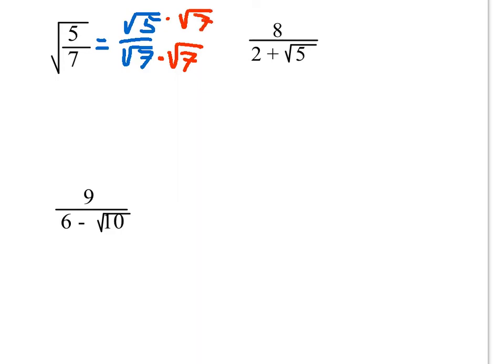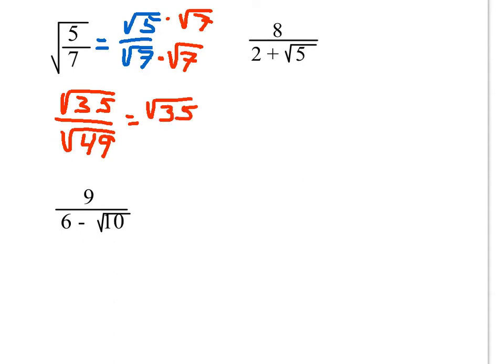So on top, we've got the square root of 5 times the square root of 7, which would be the square root of 35, over, on bottom, we have the square root of 7 times the square root of 7, or the square root of 49. Now if you take a look at the bottom, the square root of 49 is 7. And that's it. We can't go any further. The square root of 35, there are no perfect squares that break out of that, so this answer is done, and it is exact.